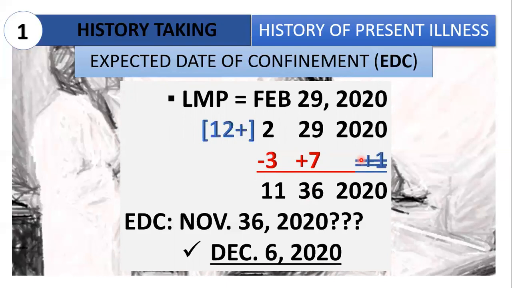So these are the modifications for January, February, and March. You add 12 months to the equivalent month, and then you no longer add another year. So you can see here the expected date of confinement we got is November 36, 2020. So is that even possible? Do we have 36 days for November? Of course not. We only have 30 days. So the extra 6 days would be for the next month. So our true or correct expected date of confinement is December 6, 2020. Okay, got that?